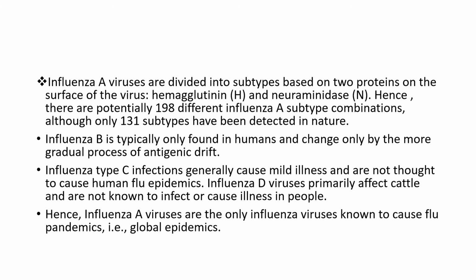Influenza B is typically only found in humans and changes only by the more gradual process of antigenic drift. That is, there is no shift. Influenza type C causes very mild illness and is not thought to cause epidemics in humans. And influenza D virus primarily affects cattle and is not known to infect or cause illness in humans. Hence, influenza A viruses are the only influenza viruses known to cause flu pandemics.